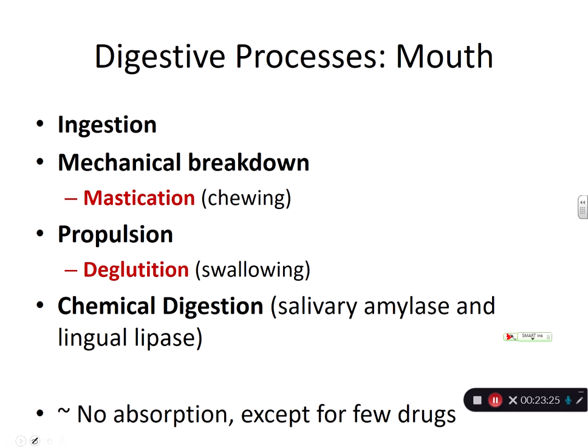Now again, in your mouth, you are not absorbing nutrients from your mouth. The only thing you can sometimes absorb in your mouth are some drug agents. There are some drugs, like anti-nausea medications, that you can just lay on your tongue and let them dissolve on your tongue and they can go into your bloodstream. So there are some that can dissolve in that mucous membrane, but for the most part, you're not absorbing anything from there.